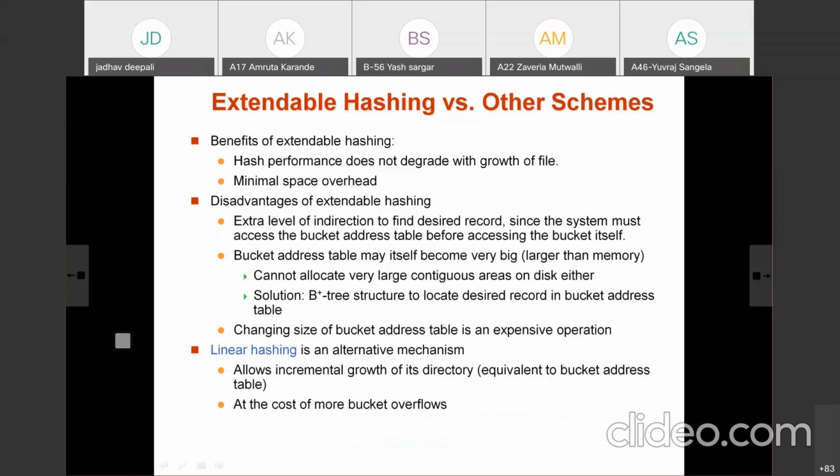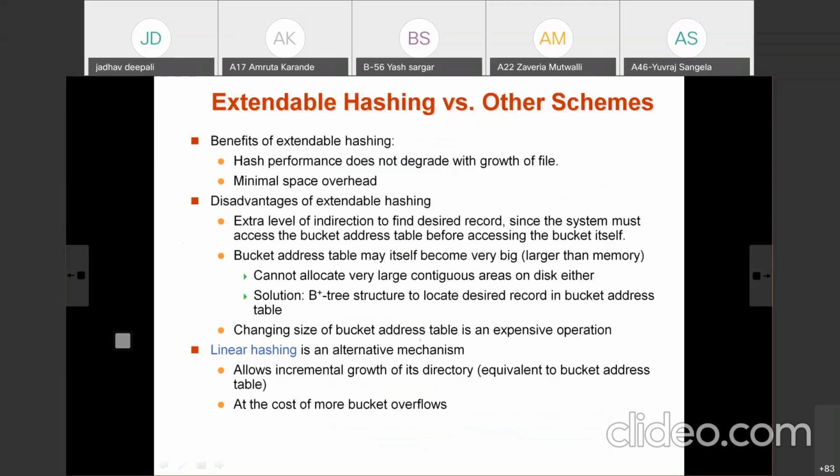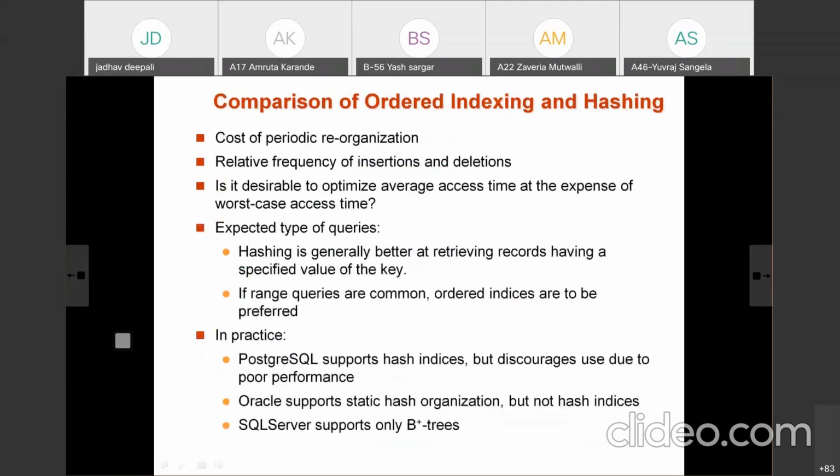Changing the size of the bucket address table is somewhat expensive. Means i is equal to 1, then we increase it by 1 to 2, 3, 4, 5, etc. So changing the size of the bucket address table is expensive. An alternative solution is linear hashing, which allows incremental growth of the bucket address table, but here more overflow buckets are used. So there are some advantages and some disadvantages of static hashing and dynamic hashing.